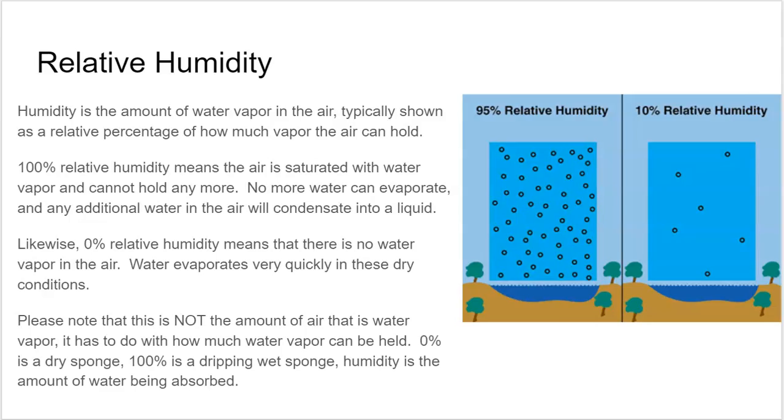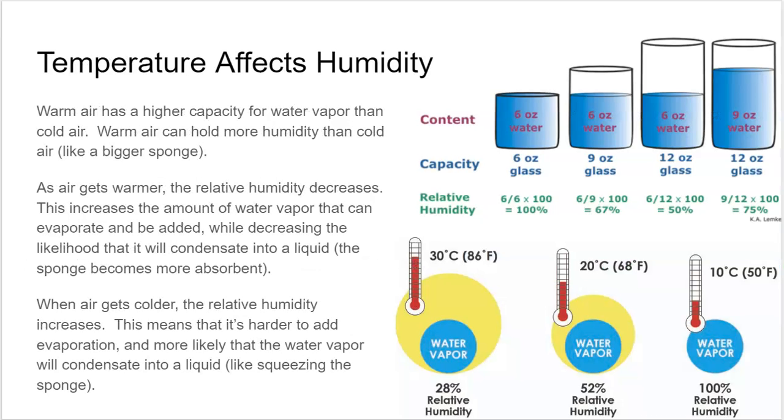And that varies. The size of the sponge, I guess, varies depending on temperature. Warm air holds more water vapor. Cold air holds less water vapor. So the warm air is kind of like a bigger sponge. We see this exemplified here. The same amount of water, 6 ounces, 6 ounces, 6 ounces. But if I get a bigger glass, I can hold more water, right? So the relative humidity here is 100% because the glass is full, but here it's only 2/3 of the way full, 67%. Here it's only half of the way full, 50%.